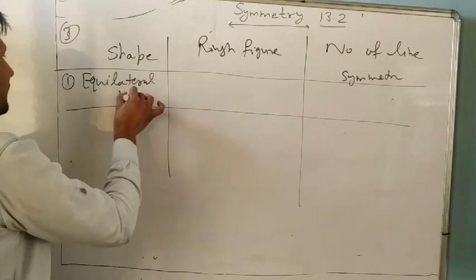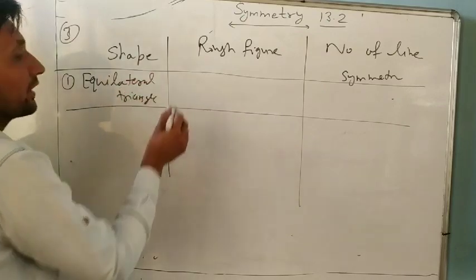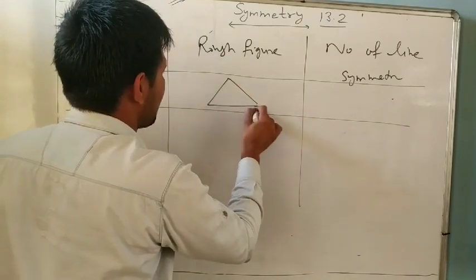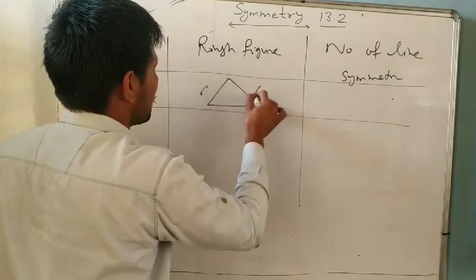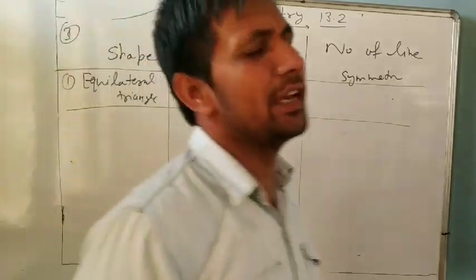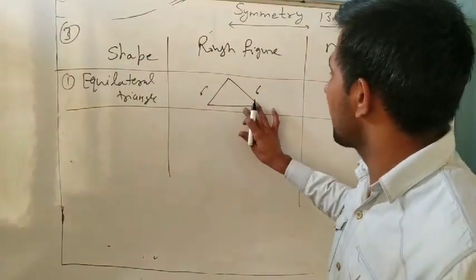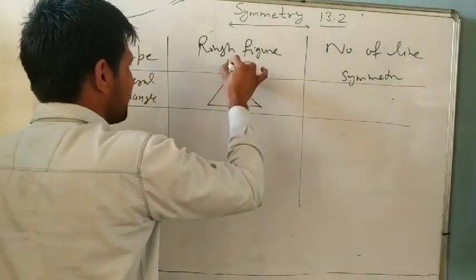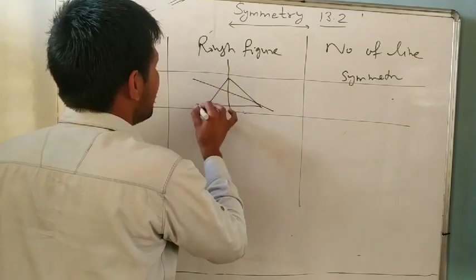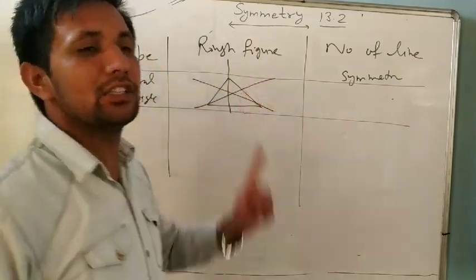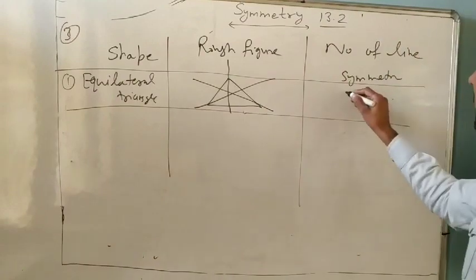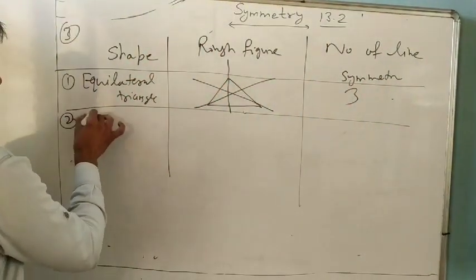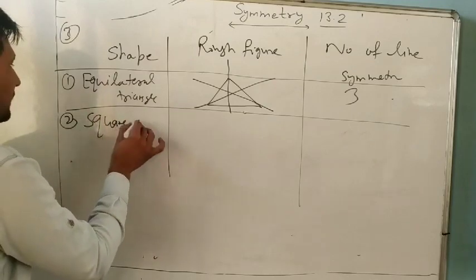First is given an equilateral triangle. An equilateral triangle means a triangle in which all three sides are equal. Take any measure, like 2, 3, or 4. You will make an equilateral triangle and check how many lines of symmetry it has. You will find that all three of these lines are lines of symmetry. So how many lines of symmetry? There are 3.